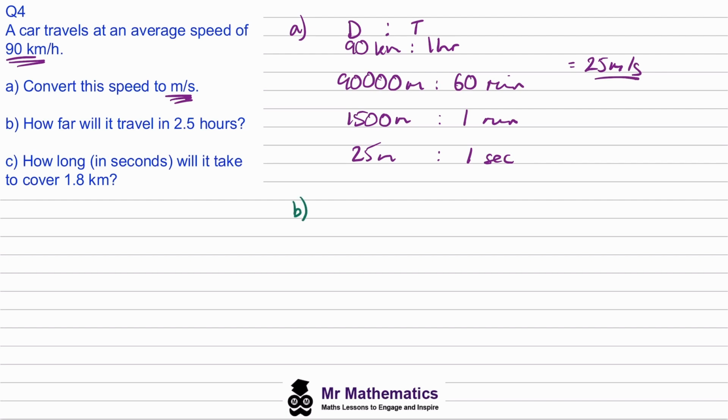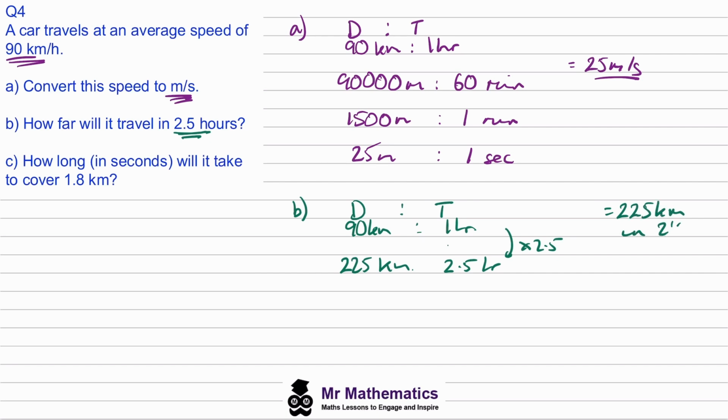For part B, how far will it travel in 2.5 hours? So we've got distance to time, 90 kilometers in 1 hour. For 2.5 hours, we'll multiply both sides by 2.5, and we get 225 kilometers. So our answer is 225 kilometers in 2.5 hours.